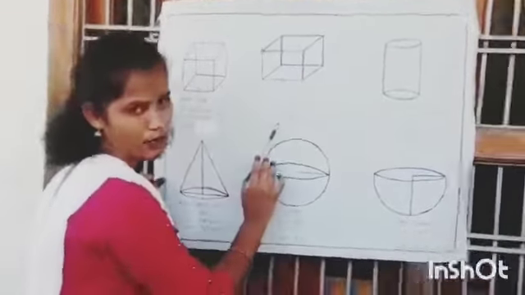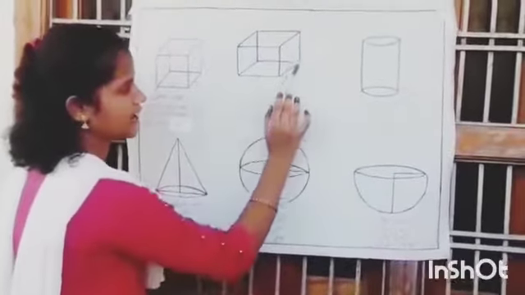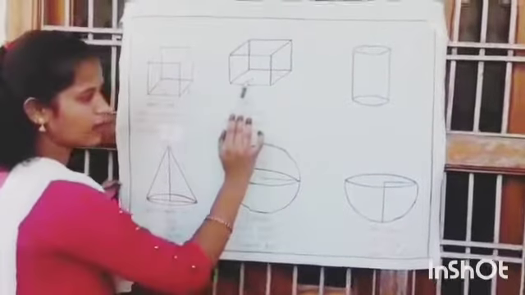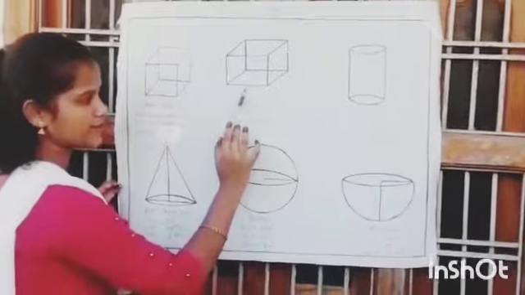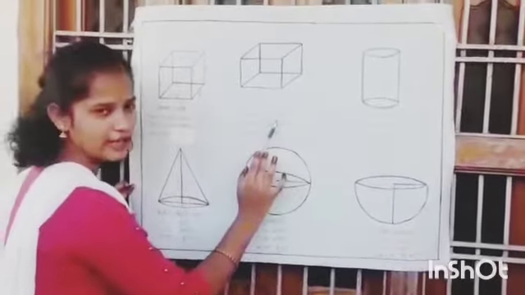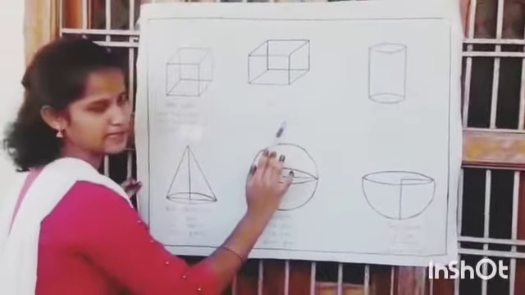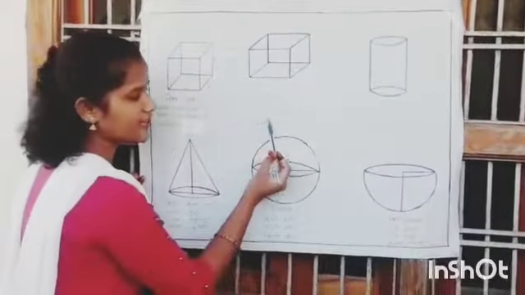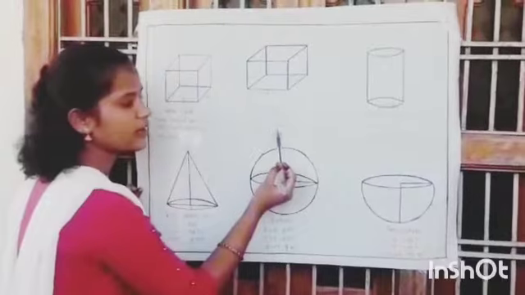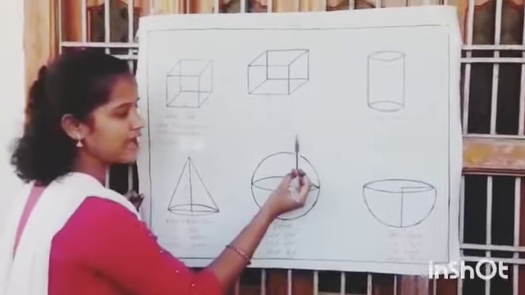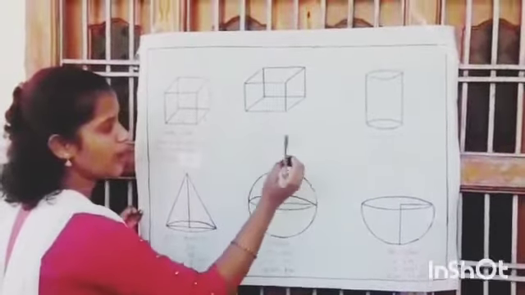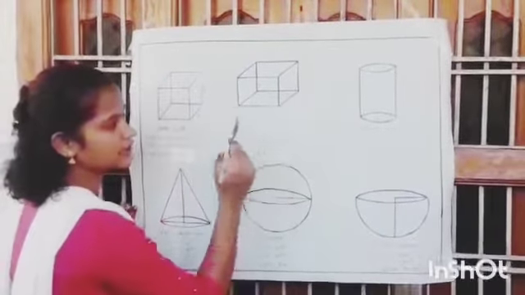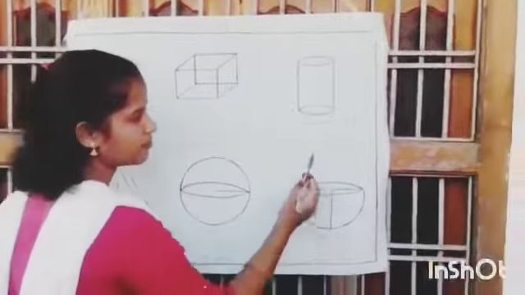The next one is the cuboid. It has length, breadth and height. This is the length, this is the breadth and this is the height. To calculate the lateral surface area of a cuboid, we use 2h into (L plus B), that is 2h(L+B). The total surface area of a cuboid is 2 into (length into breadth plus breadth into height plus height into length). The volume of this cuboid is length into breadth into height. So by calculating length into breadth into height, we can find the volume of the cuboid.